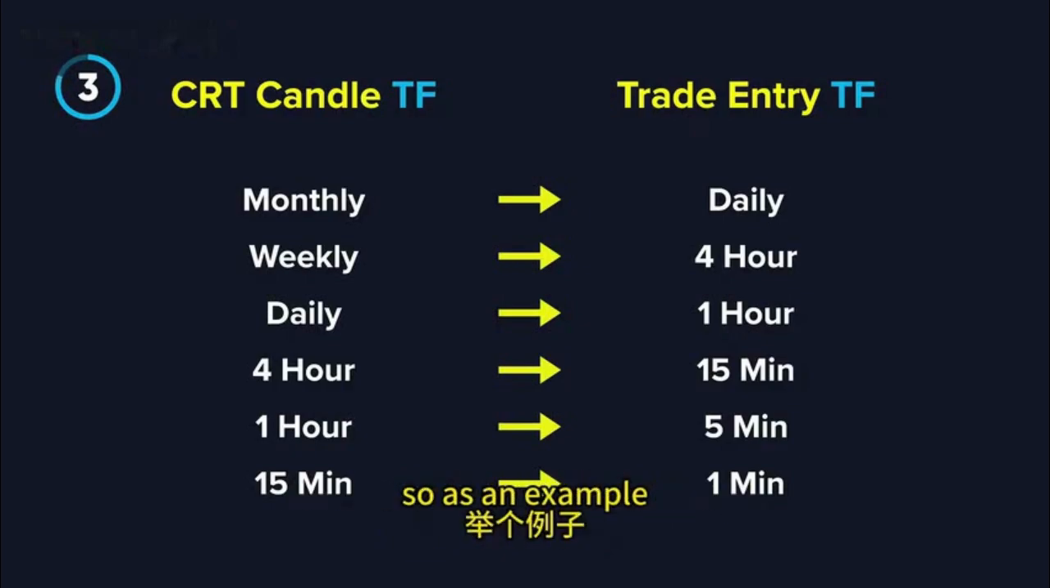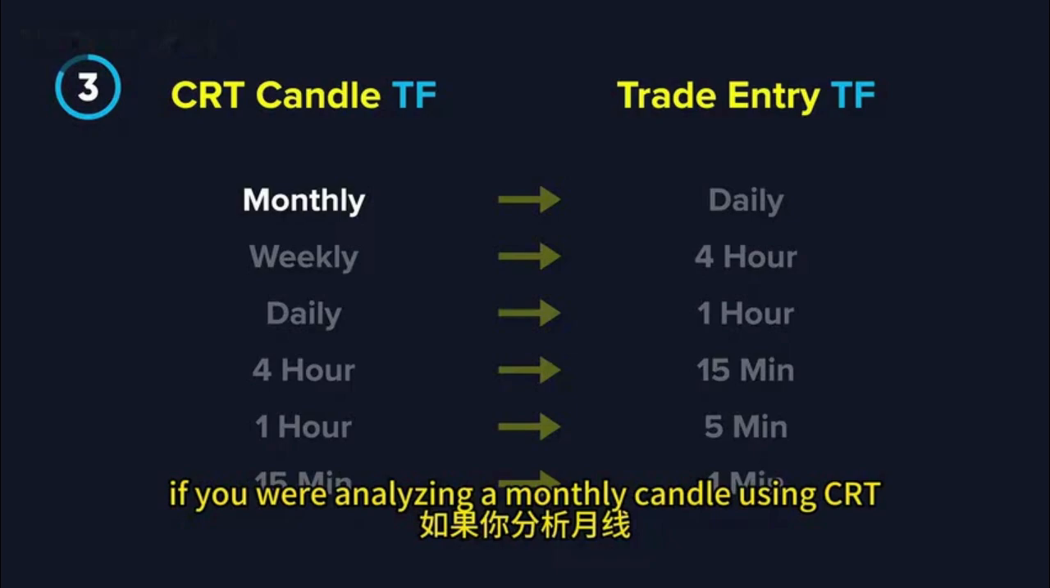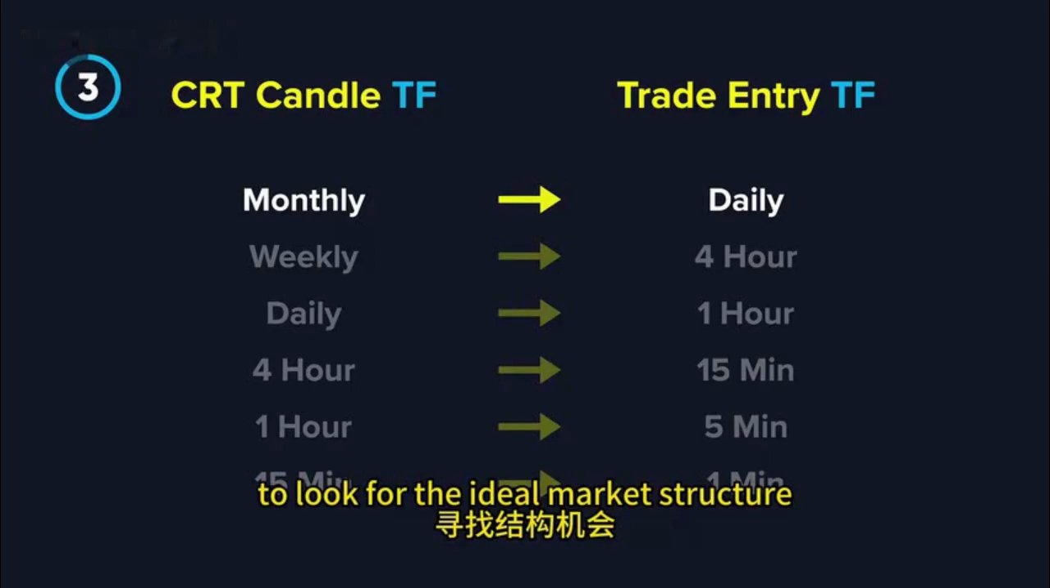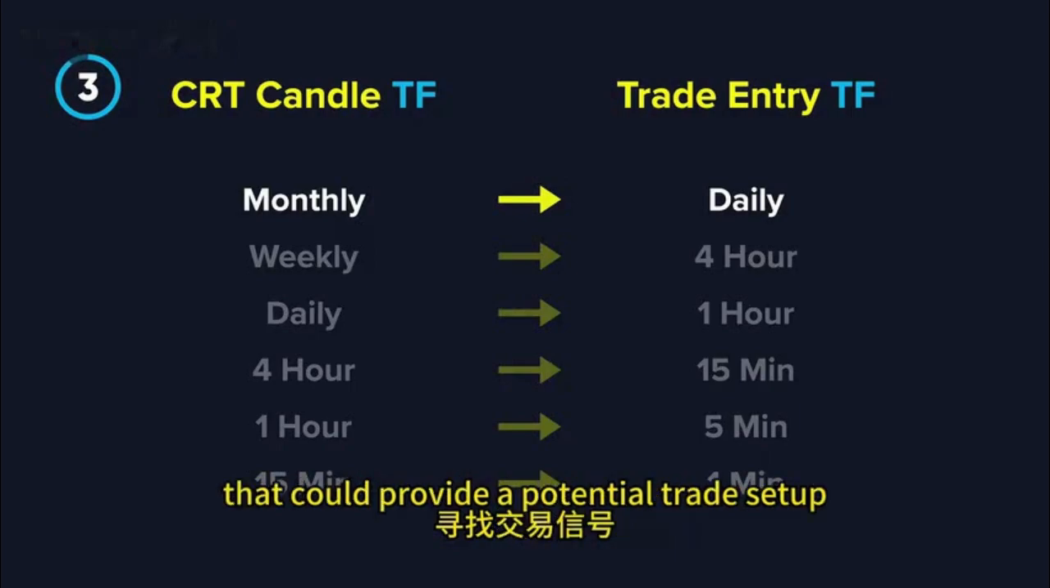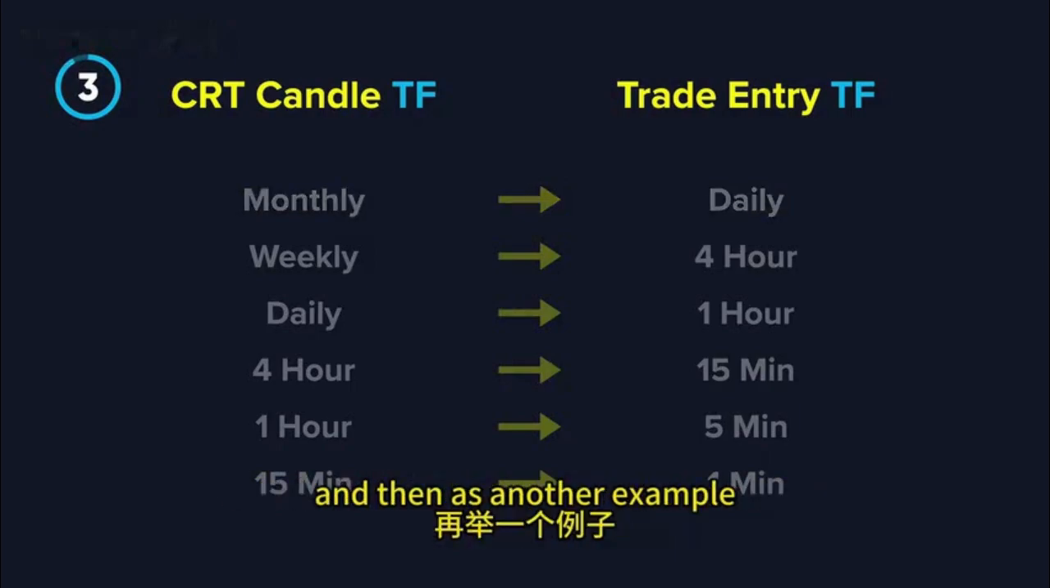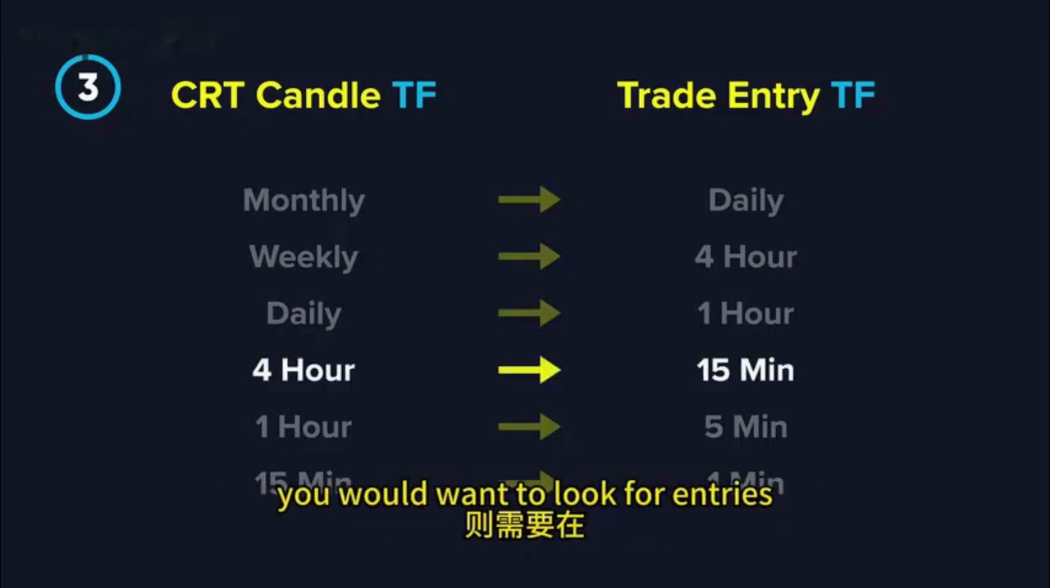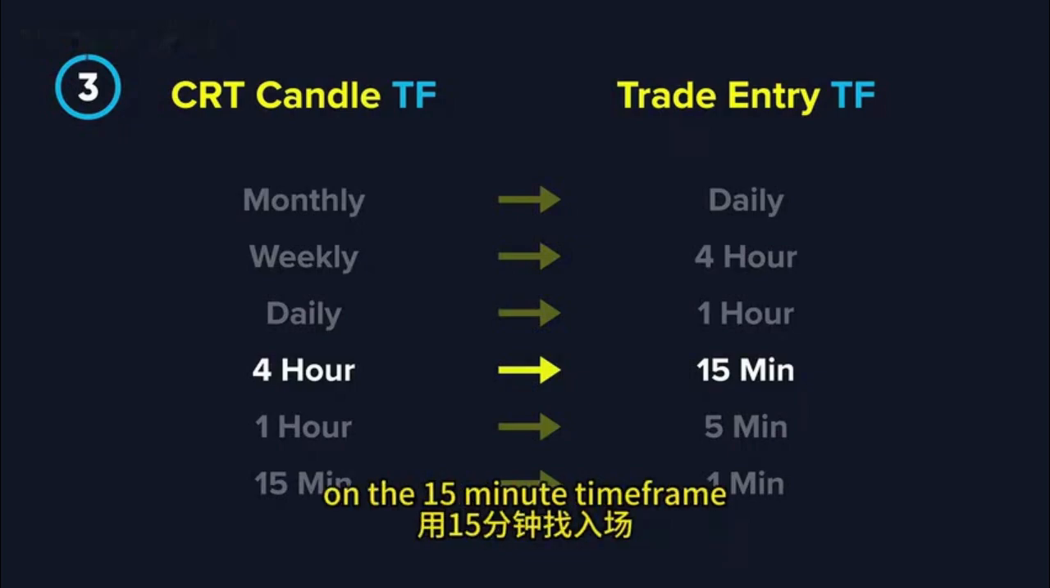So as an example, if you were analyzing a monthly candle using CRT, you would then look within the daily time frame to look for the ideal market structure that could provide a potential trade setup. And then as another example, if you were analyzing a candle on the 4-hour time frame, you would want to look for entries within the structure on the 15-minute time frame.